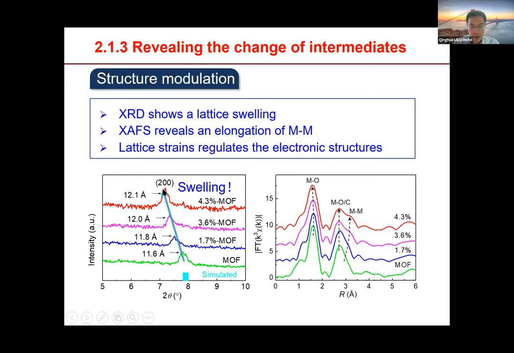This is the XRD result. The XRD result confirms the lattice strain of the nickel iron MOFs. And the in-situ XAFS reveals an elongation of the metal-metal coordination in the material.